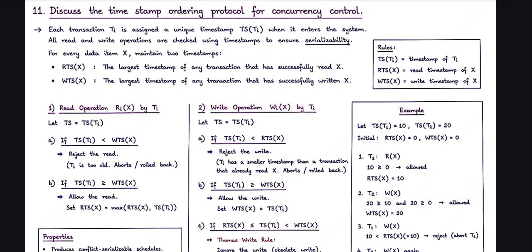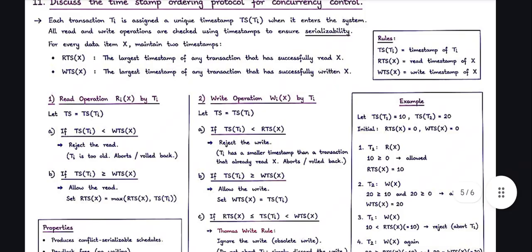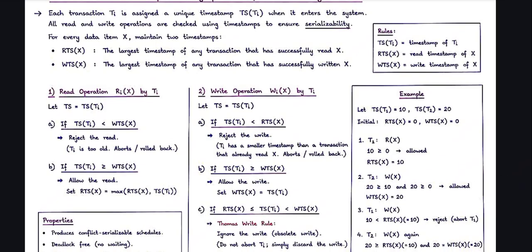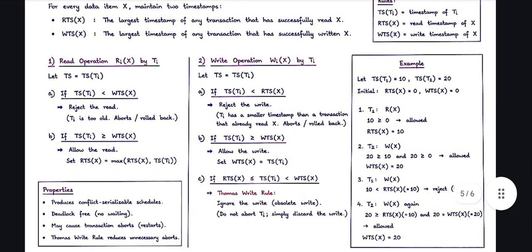For every data item X, we maintain two timestamps: RTS of X, the read timestamp, which is the largest timestamp of any transaction that has successfully read X, and WTS of X, the write timestamp, the largest timestamp of any transaction that has successfully written X. Rules: TS of Ti, RTS of X, WTS of X.